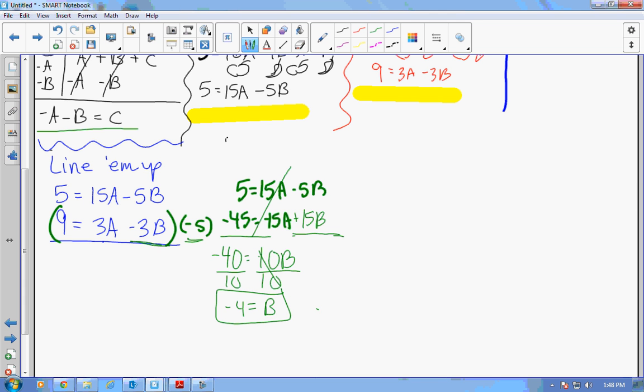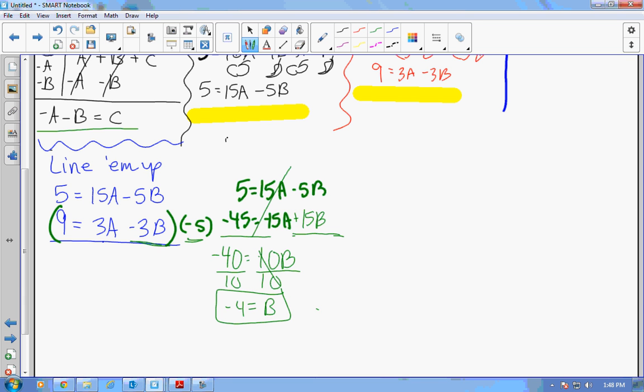Okay, on our steps, we lined them up, and we solved by elimination. Let's see. So, I guess first we had to make sure one would be canceling out. Yeah, we'll just put solve by elimination. Okay, now that we have B, we're going to plug in. Step 6, plug into one of your A, B equations.